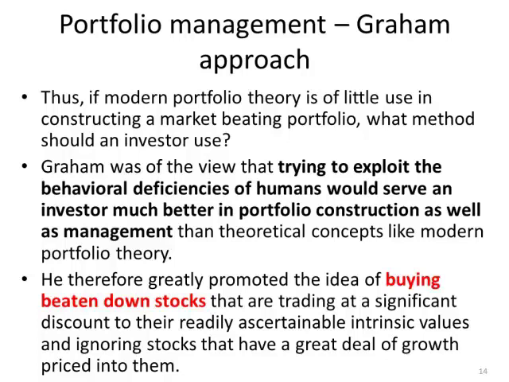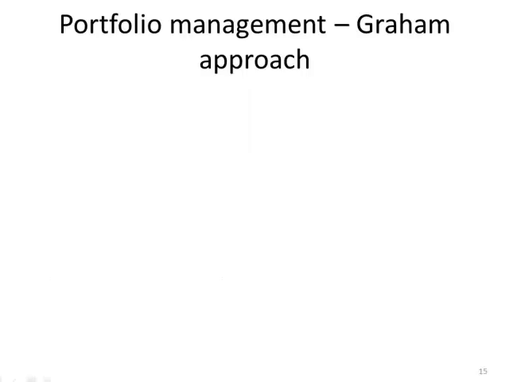And relative to what the MPT tells us, MPT will tell us that growth stocks should have higher returns than value stocks, but in practice the opposite is true. So this is one of the big flaws of MPT, and Graham was all about trying to exploit the fact that value stocks do tend to do better than growth stocks. So as a result, we should buy stocks that are trading at a discount to intrinsic value, while at the same time ignoring stocks that have a lot of growth priced into them.